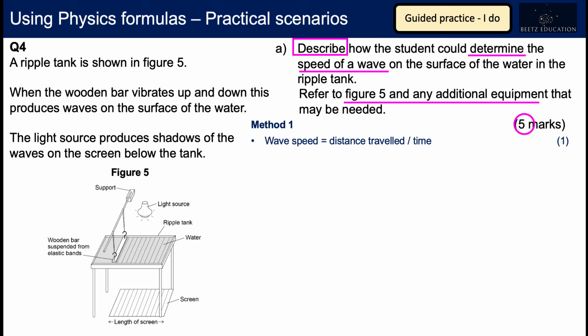I'll show you the first one, the easier one. I choose an equation that has wave speed in. Wave speed equals distance divided by time. I actually get a mark for mentioning that.